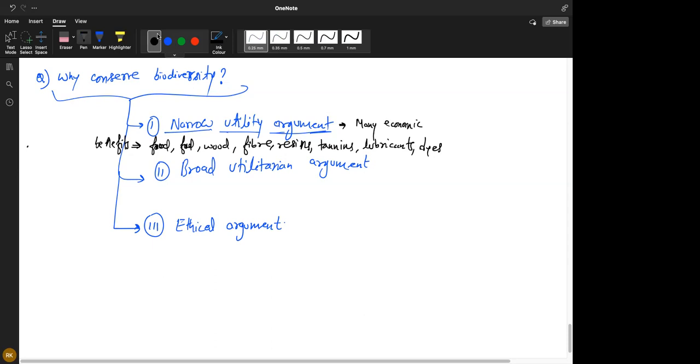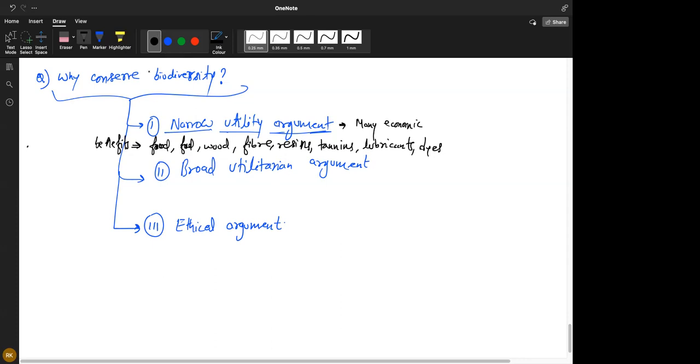It also includes that, let me just tell you, of all the medicines that we currently have in the market, around 1/4 of those medicinal drugs depend on plants and plant extracts. So that also comes under your narrow utility argument for the conservation of nature. Make sense? Yes, sir.